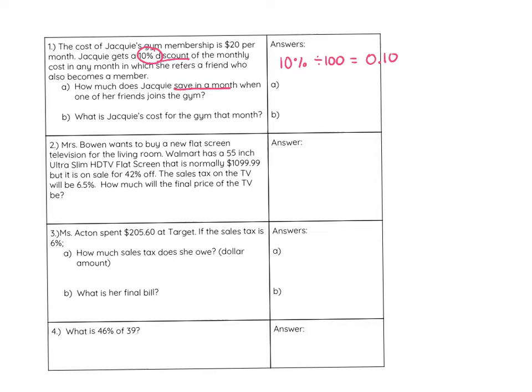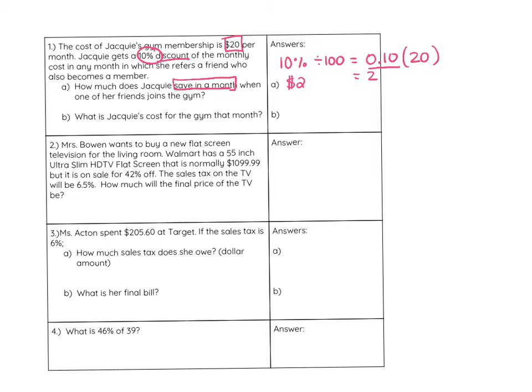To figure out how much she's saving is just the amount of discount. So you don't add one, you don't subtract one. All you do is you multiply that number by the original cost of $20. So 0.10 times 20 is equal to 2. So she saves $2.